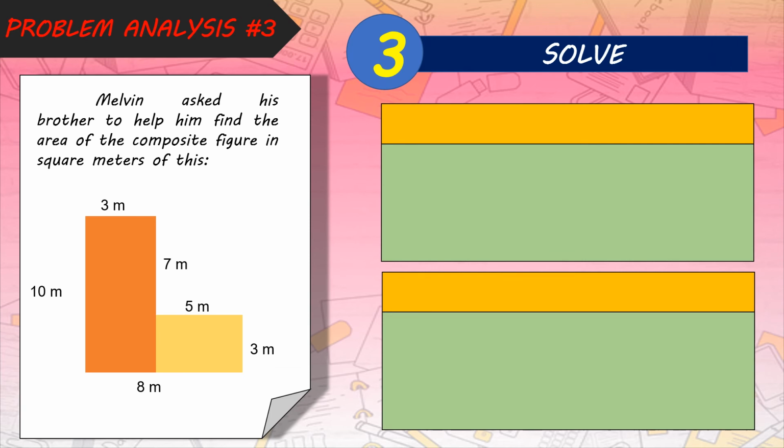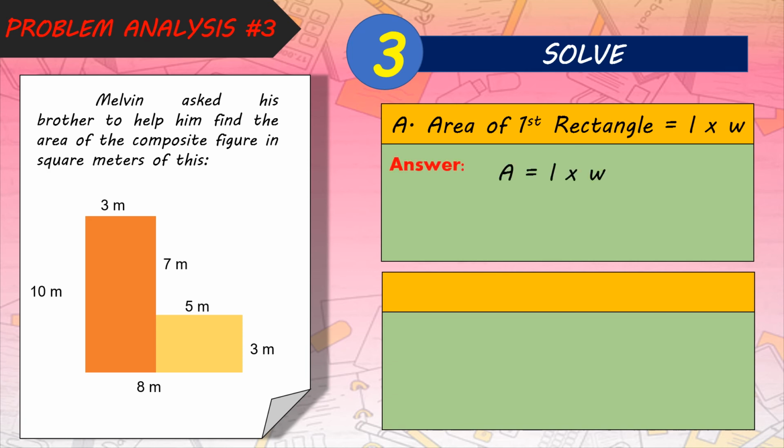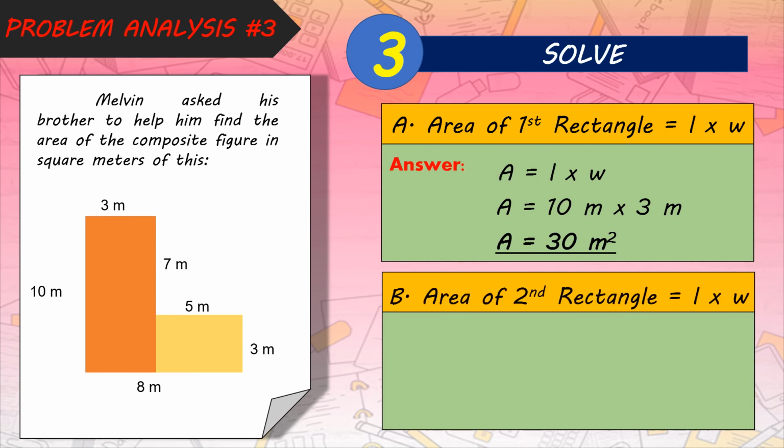So the third process is to solve. First, we are going to solve for the area of the first rectangle. Area is equal to length times width. Then we substitute the given measurements into the formula. So we have area is equal to 10 meters times 3 meters. What will be the area of the first rectangle? Correct. The area of the first rectangle is 30 square meters. Good job.